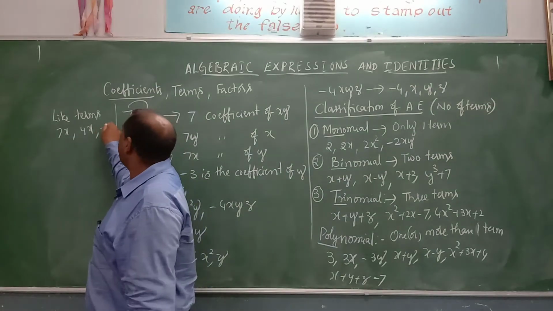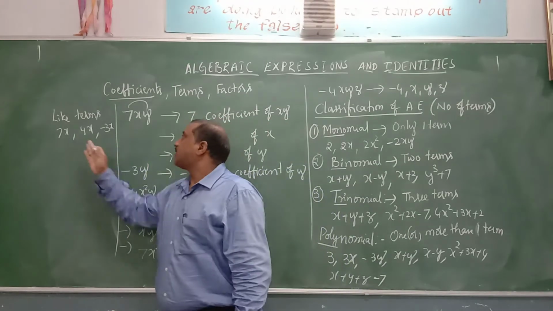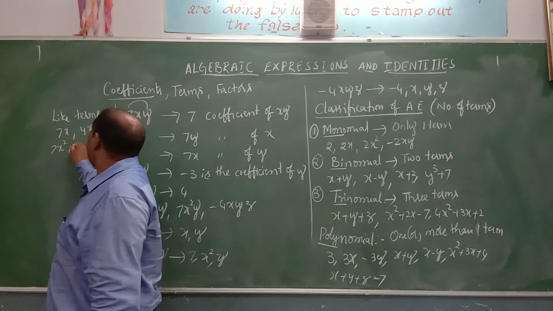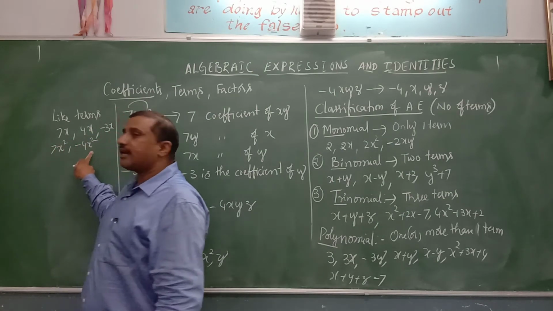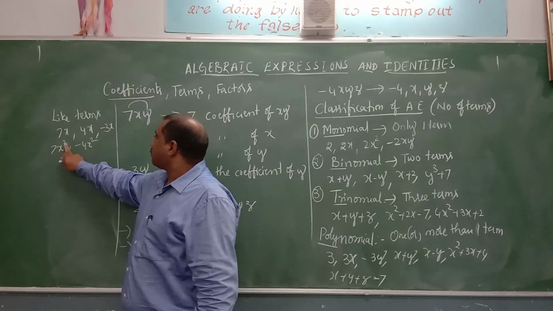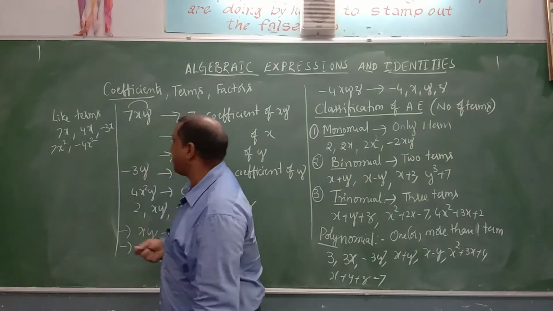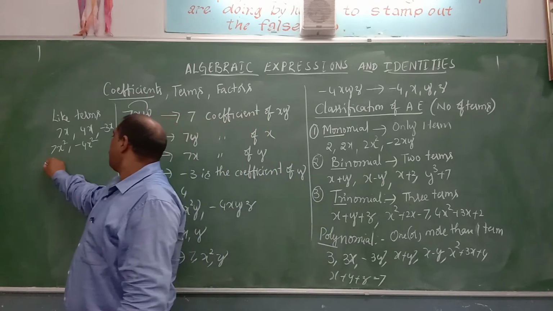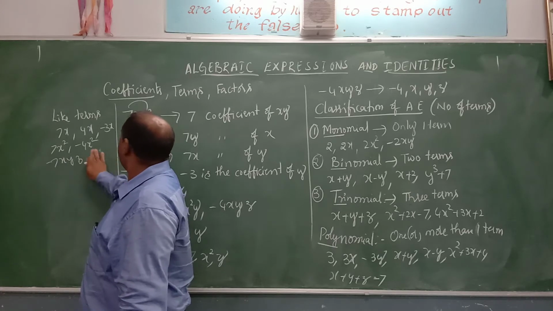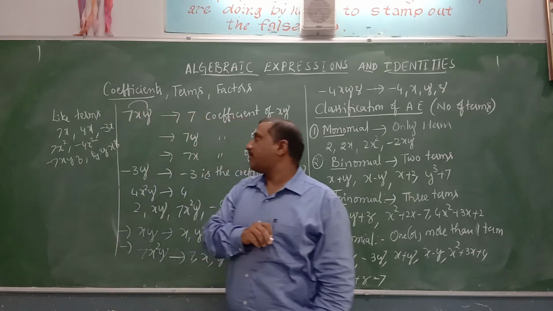Even if you take minus 3x, this is also a like term for 4x and 7x, as the three terms contain the same variable with the same power. Now take 7x square and minus 4x square. Are they like terms? Yes, because x is the variable for both and 2 is the power for both the terms. Or if you take minus 7xyz and 4yxz, this is also an example of like terms.